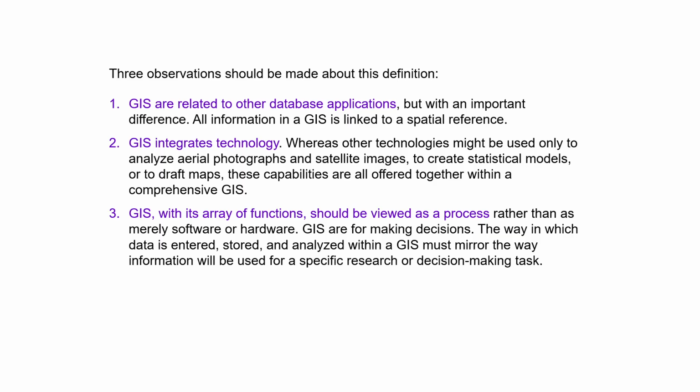Various other technologies might be used only to analyze aerial photographs and satellite images, to create statistical models or draft maps. These capabilities are all offered together within a comprehensive GIS. So GIS creates a digital environment to connect data of different origins and different formats in one environment, in one coordinate system. This helps us to analyze all this data together.